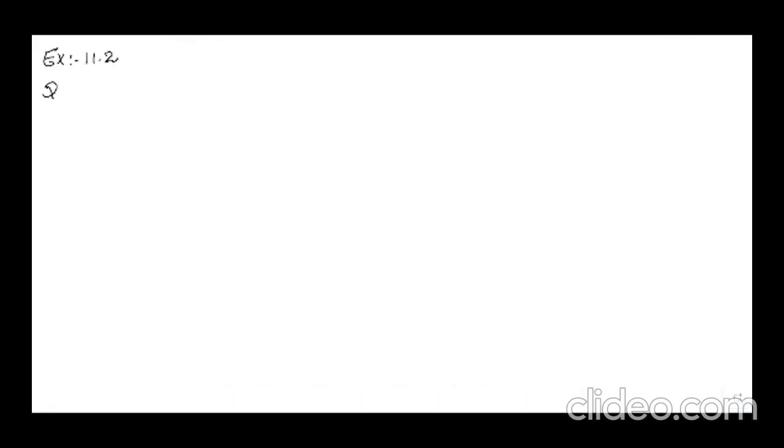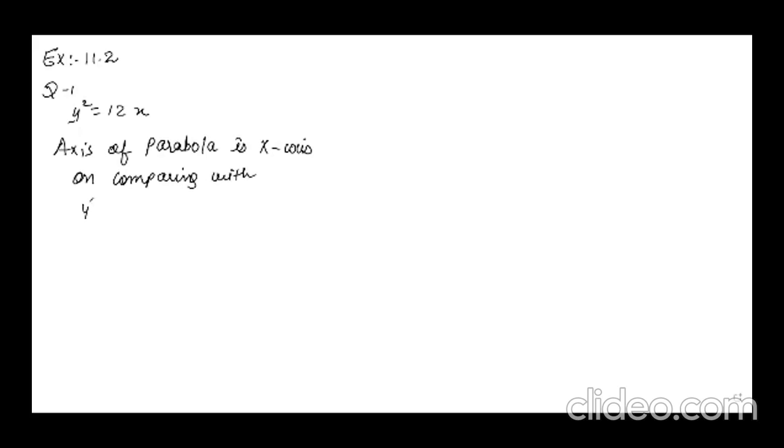Let's try to understand the very first question of your Exercise 11.2. Here we are asked to find the coordinates of the focus, the axis of the parabola, the equation of the directrix and the length of the latus rectum. Here the given equation of the parabola is y square is equal to 12x. You can see that the power of x is 1, so the axis of the parabola is the x-axis. So I will compare with y square is equal to 4ax, then I will get 4a is 12 and the value of a is 3.